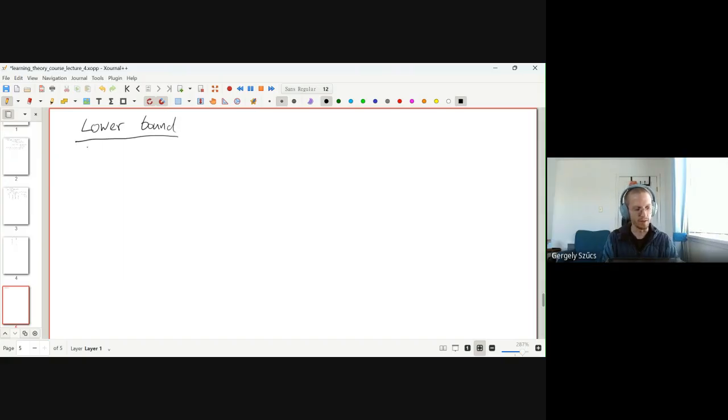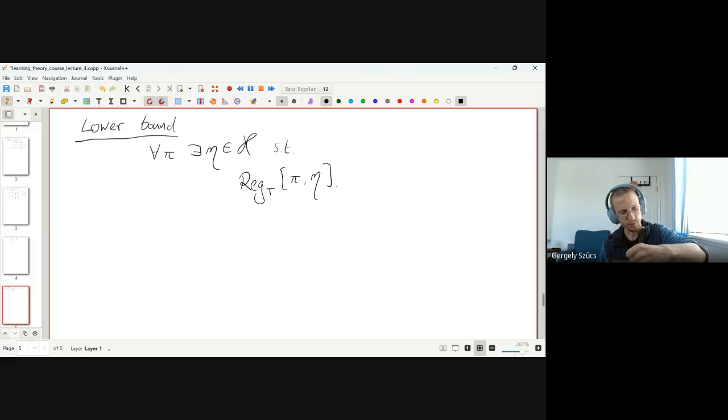So this would be something that says for any learning algorithm, it cannot do better on a certain class of bandits than a certain bound. So it would be something of the form, for all learning algorithms pi, there exists an eta, a bandit in whatever hypothesis class of bandits we're looking at, such that the regret up to time t of pi with regards to eta is bigger or equal to something.